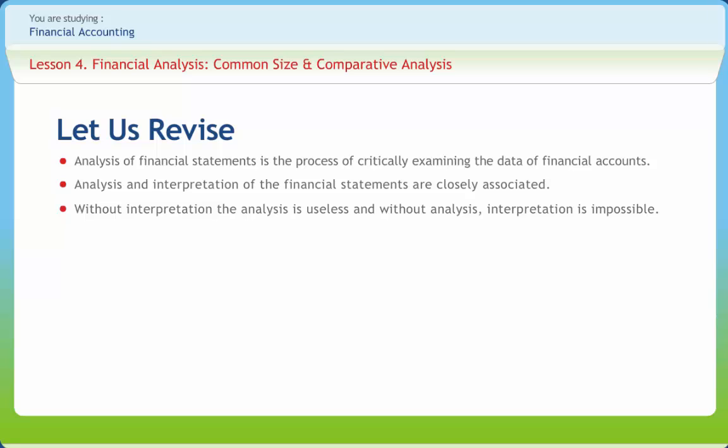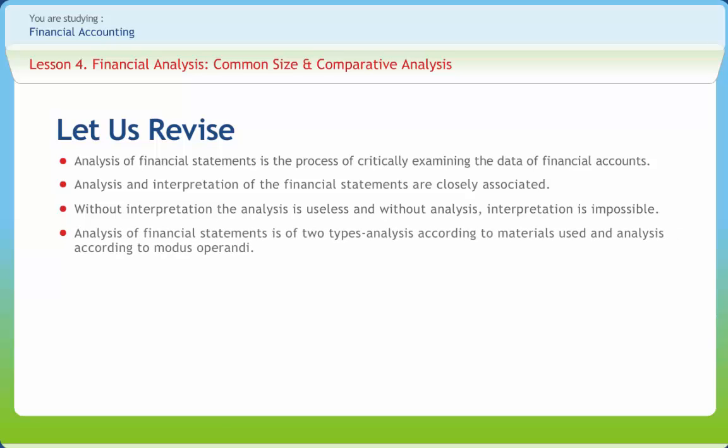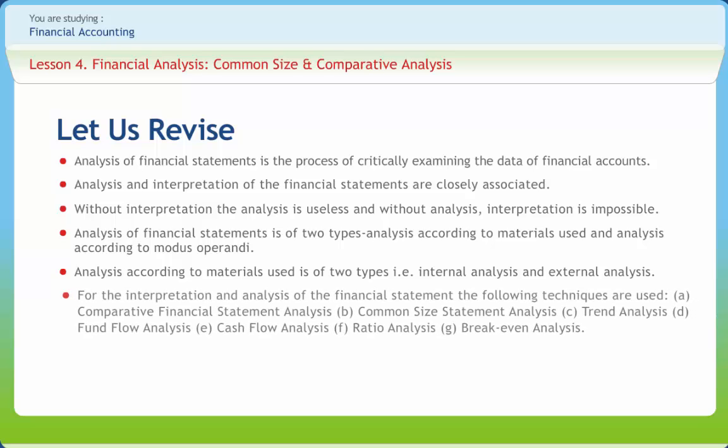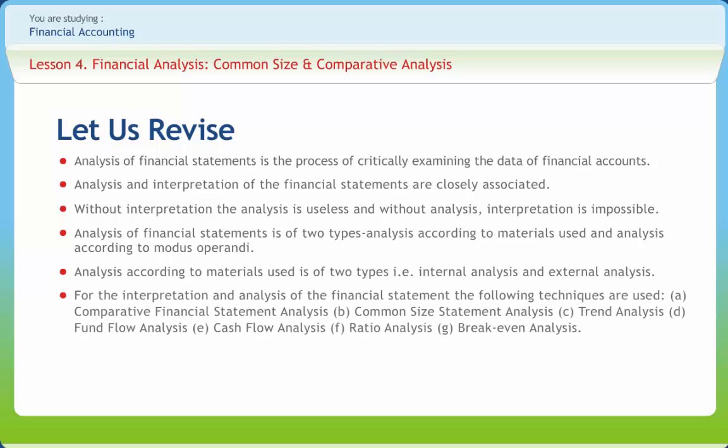Analysis of financial statements is of two types: analysis according to material used and analysis according to modus operandi. Analysis according to material used is of two types, that is, internal analysis and external analysis. Similarly, the analysis according to modus operandi is also divided into two: horizontal analysis and vertical analysis. For the interpretation and analysis of financial statements, the following techniques are used: comparative financial statement analysis, common size statement analysis, trend analysis, fund flow analysis, cash flow analysis, ratio analysis, and break-even analysis.